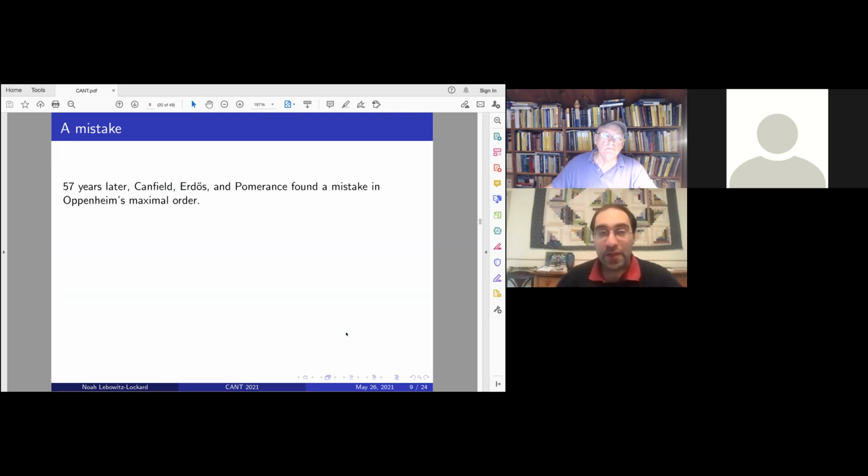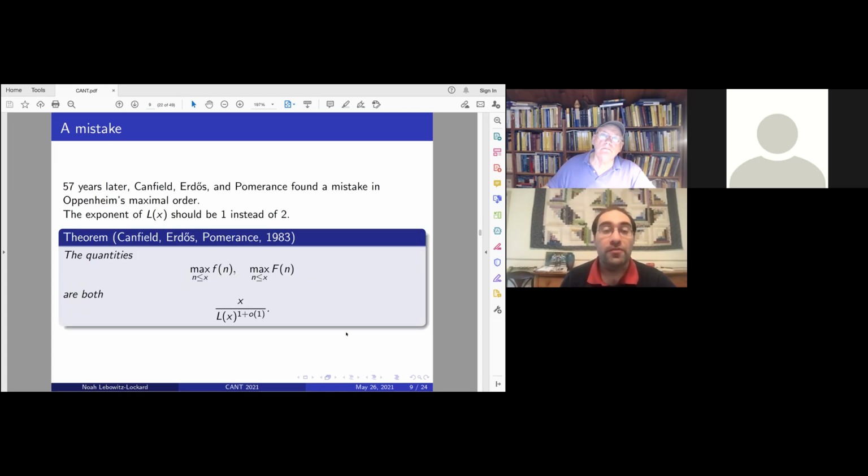Unfortunately, that first formula I just showed you actually has a mistake in it, and it wasn't found for 57 years. In 1983, Canfield, Erdős, and Pomerance corrected Oppenheim's maximal order for little f of n. In particular, they showed that the exponent of L of x should be 1 instead of 2. So it's a fairly minor change. He did have the correct general shape of the formula, just that the exponent was off. They also generalized this to big F of n as well, which hadn't previously been known.